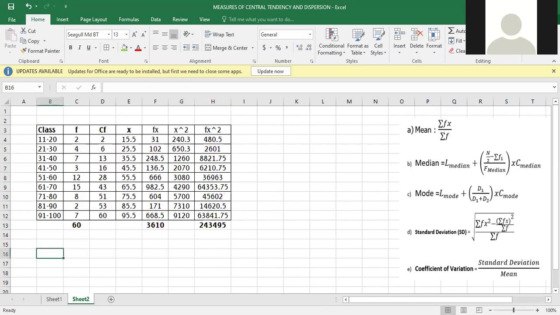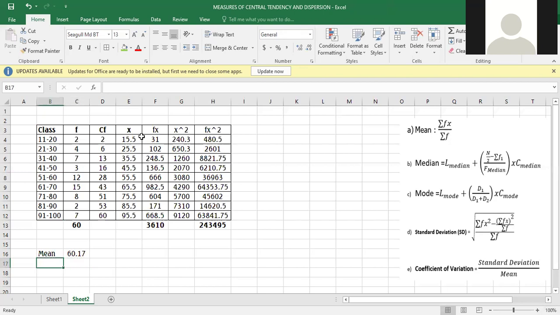So let's begin to pick the requirements one after the other. The first one is mean. To get our mean, summation fx divided by summation f. So where is summation fx? See it here, 3610. And now divided by summation f. So our mean is 60.17.